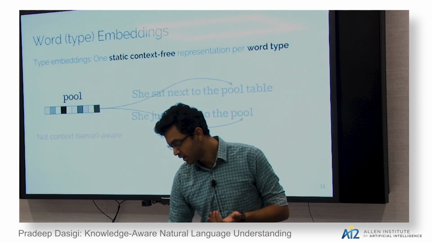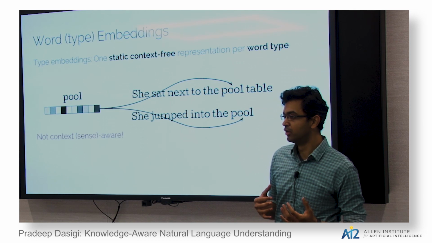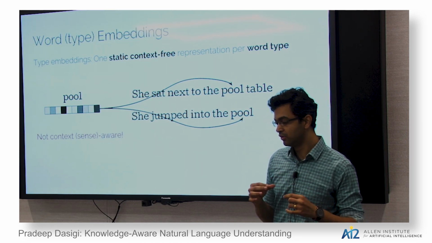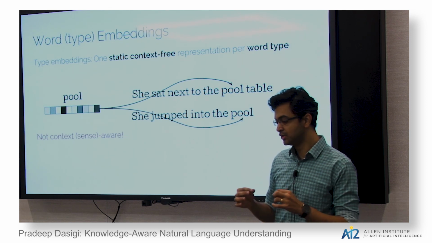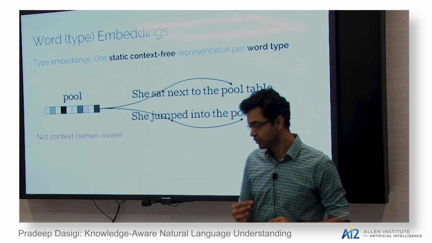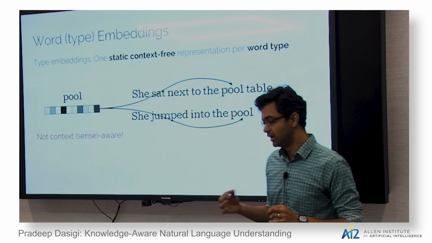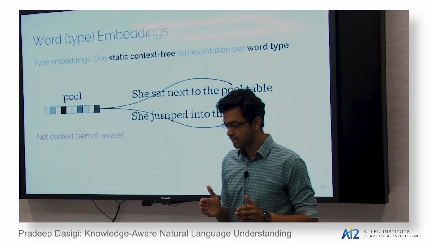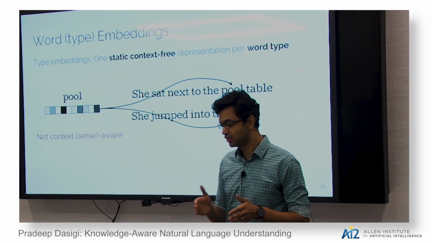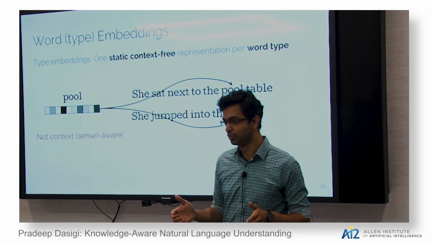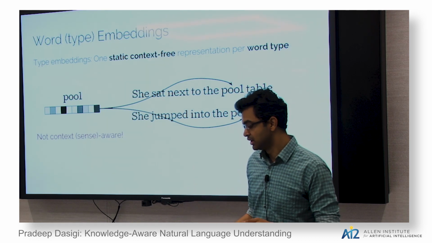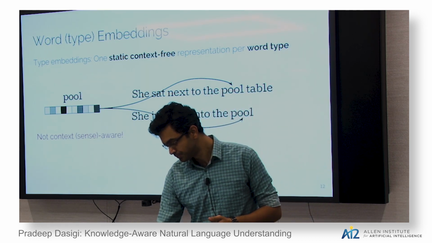What I mean by that is, say you have a word like pool, and you get one vector representation for that word, and the same vector representation is used in various sentences irrespective of the context that it occurs in. So for example, the word vector representation for pool is the same in both these sentences: She sat next to the pool table, and she jumped into the pool. You clearly know that the word is being used in different senses here, but the same vector representation is used.